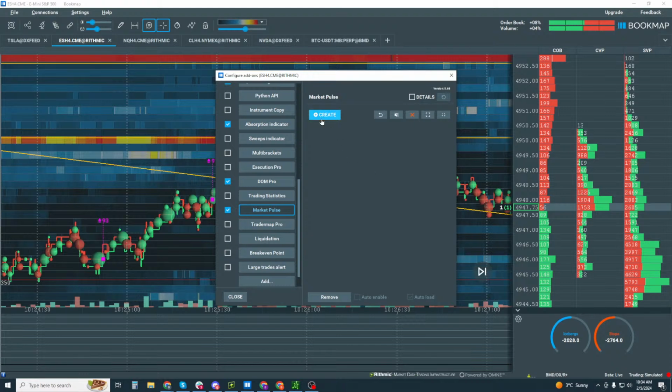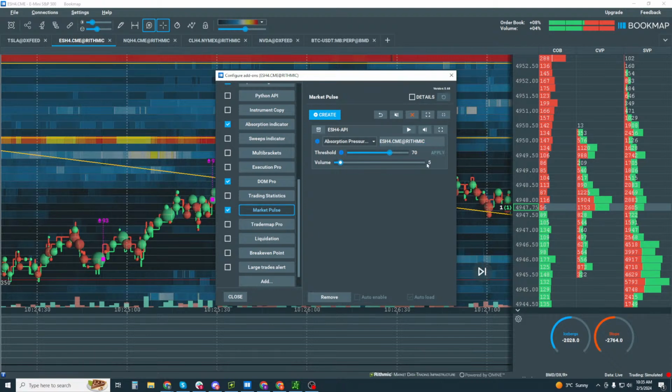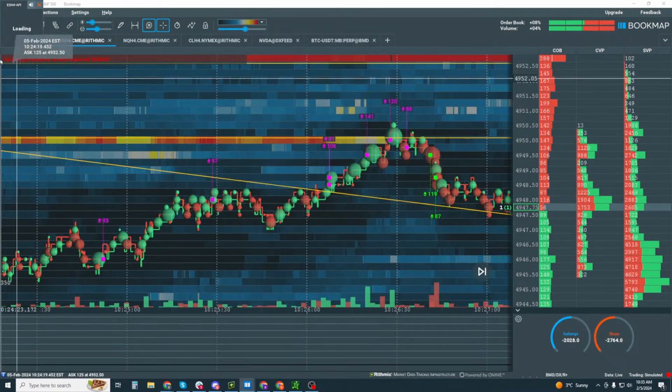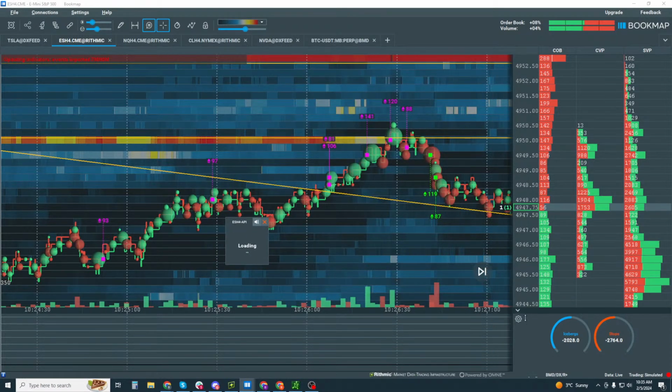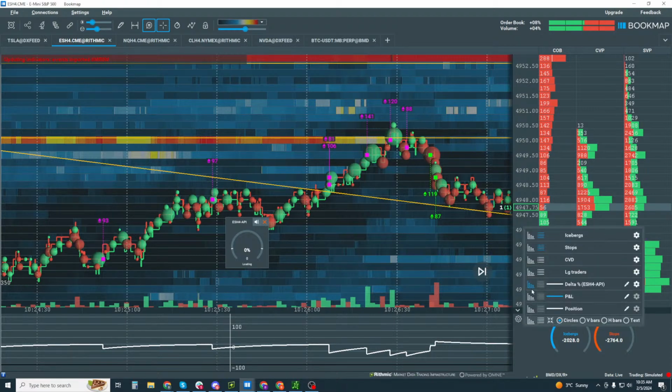Okay, so now this is really great. I really like what the developers did here. This is going to be a Market Pulse tool here on absorption. We can do absorption pressure or absorption imbalance. Let's do imbalance. It's easier to understand. It's just buy minus sell, and we'll bring the volume down, and we're going to click play. Okay, that's it. So now what this is going to show here, as it populates, is it shows it in a subchart.